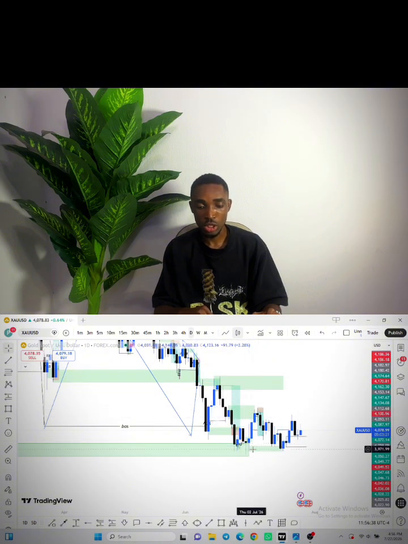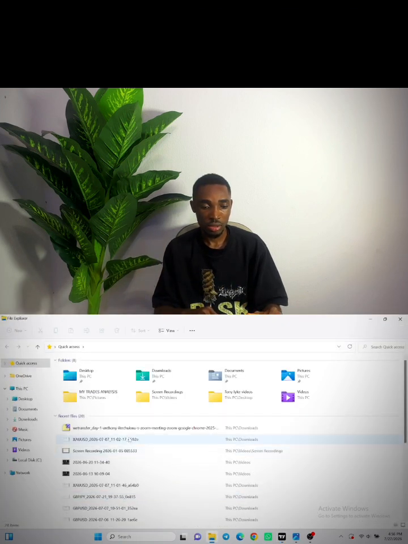So when gold comes to this particular zone, it seems like I screenshot it. Let me go to my file and check before. Downloaded.